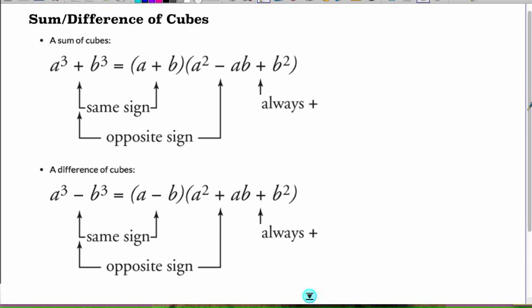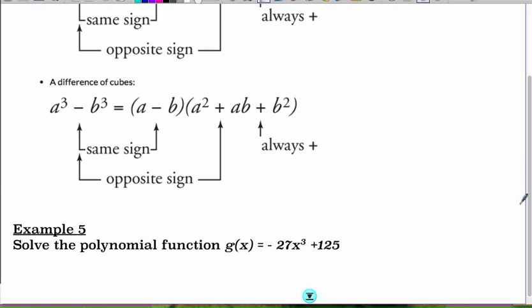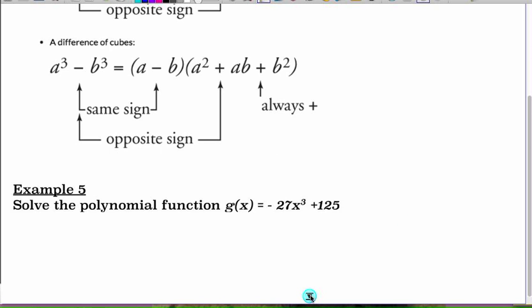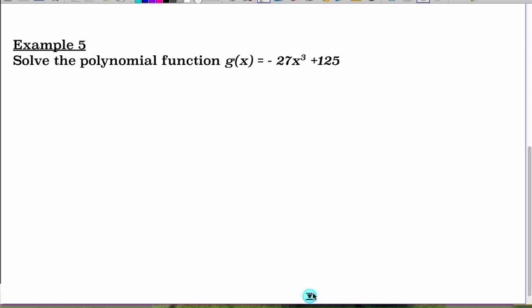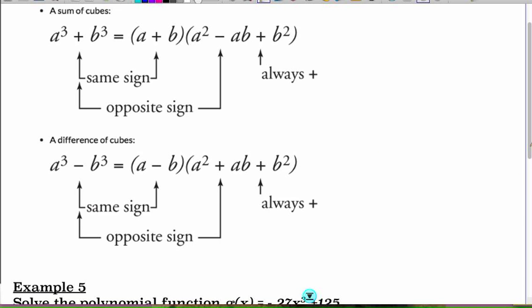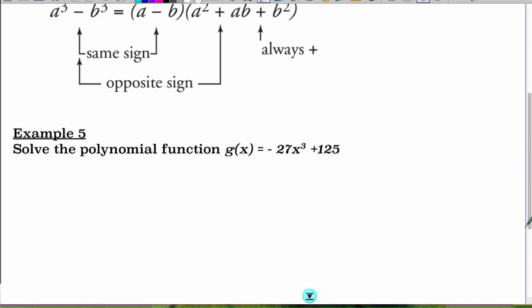So ultimately, I'm going to use the difference of cubes to solve the next polynomial function that we have. So if you needed to go back and pause the video, you can do that to take a note of these algorithms to write down.